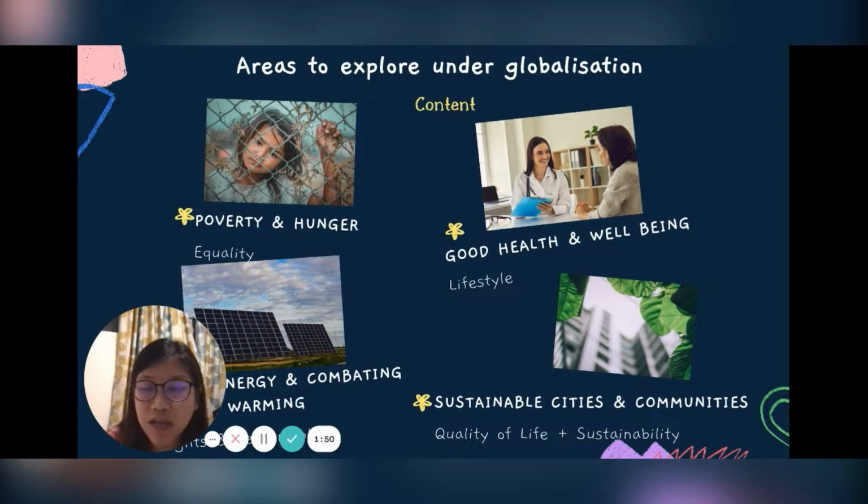Number one, poverty and hunger, which has something to do with equality. This is a very good topic as many third world children are still suffering from food deprivation. Number two, good health and well-being. You may want to talk about the health system or institutions that you find in other countries in such case. Or number three, clean energy. Now for this one, I would show you an example on this. And last but not least, of course, sustainable cities and communities. And this has something to do with the quality of life plus sustainability.